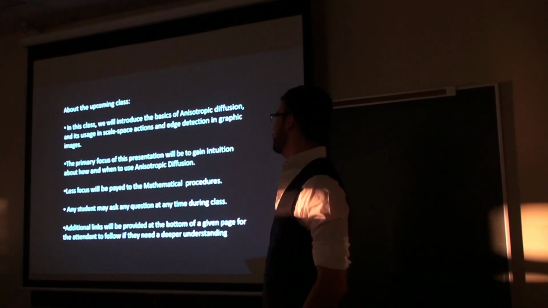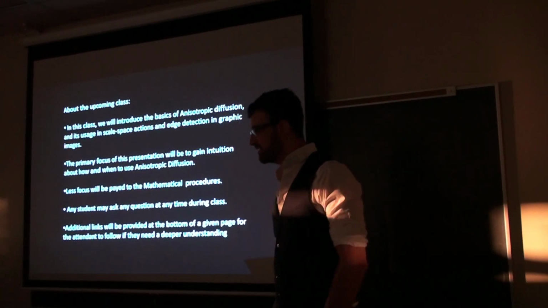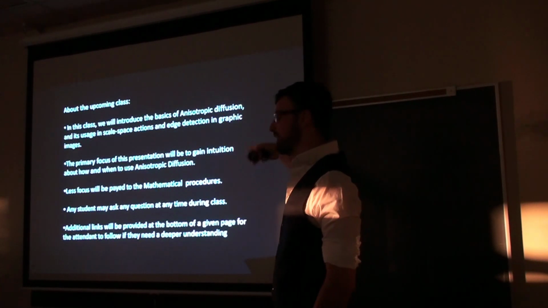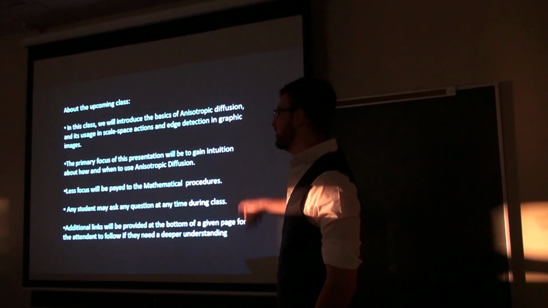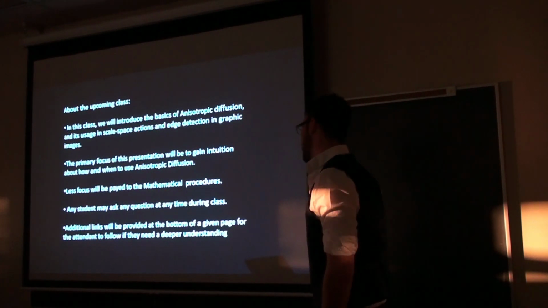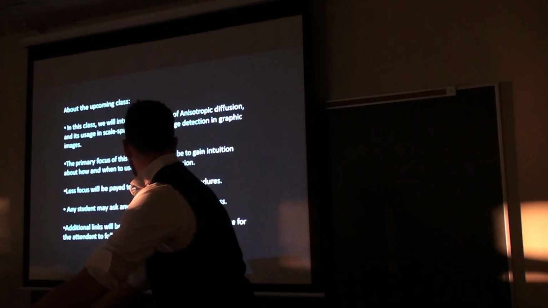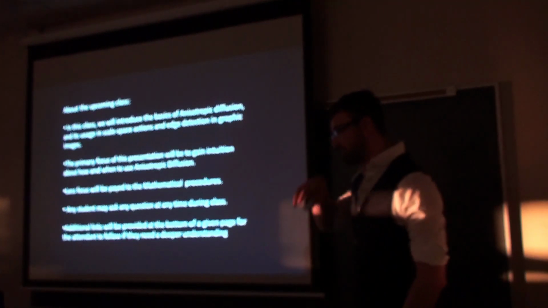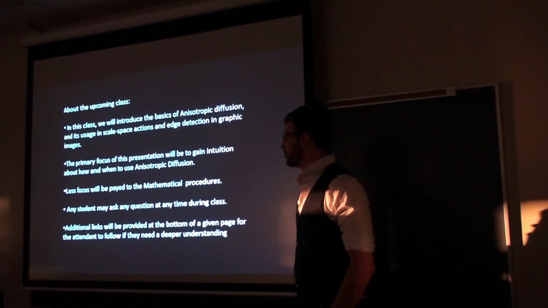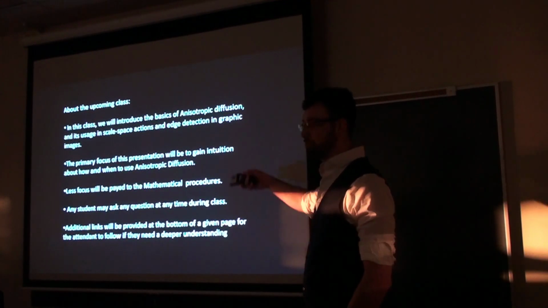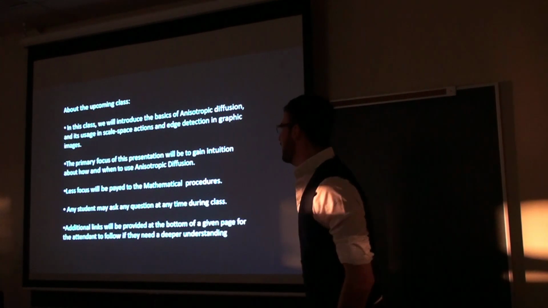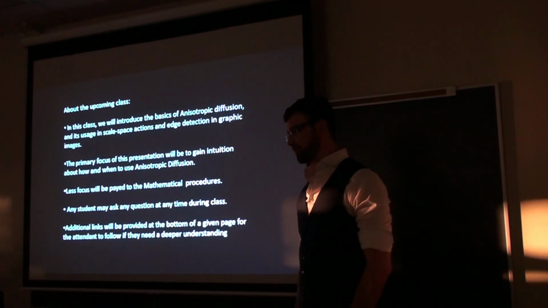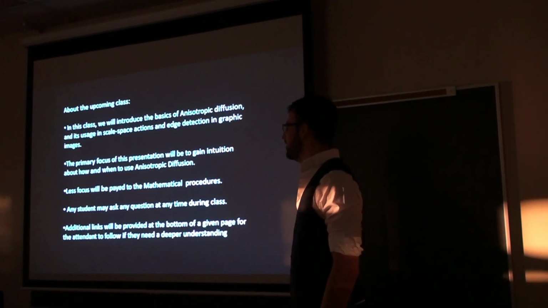And using scale-space operations for edge detection in graphical images. Basically I'm going to lead up to anisotropic diffusion, talk about filters that lead up to it, and then actually apply it later on. The primary focus is getting intuition of how, when, and where to use anisotropic diffusion. I know I'm probably butchering that word, but bear with me. I'm going to have less focus on the mathematical procedures, which won't be obvious for the very first few slides, because it's a lot of math.